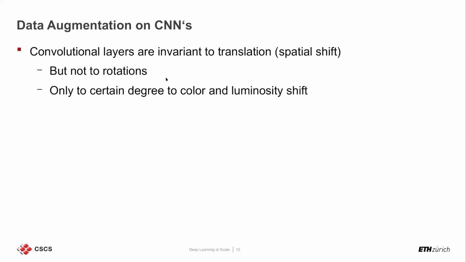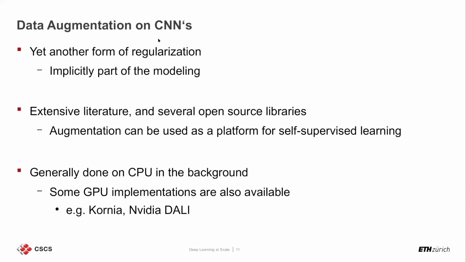But this translation invariance doesn't really account for rotations, right? If you rotate the car, the filters are not going to match anymore. And it also doesn't do color and luminosity very well, just to a certain degree. So data augmentation is a major topic in CNNs, and in some pipelines this is already integrated inside the data loader itself, right? Because as Rafael was saying, sometimes you want to do that on the CPU to not overload the GPU and let the GPU just really do the model, which can be greatly parallelized.